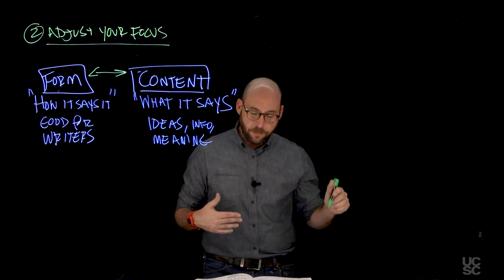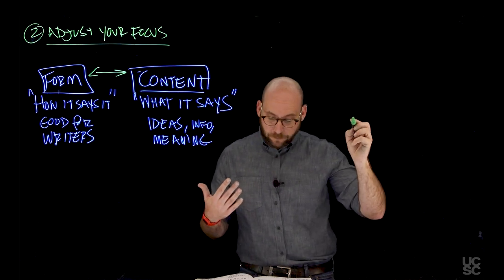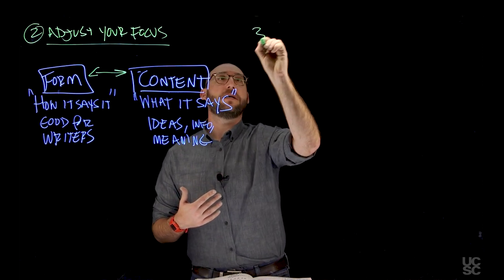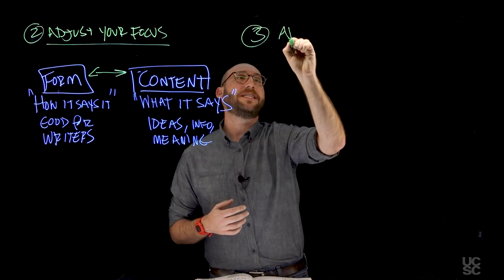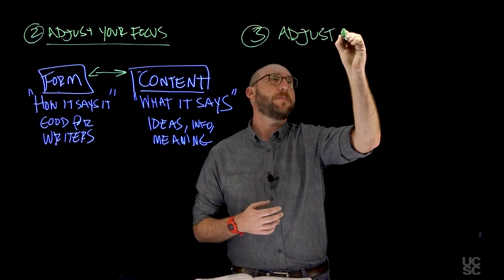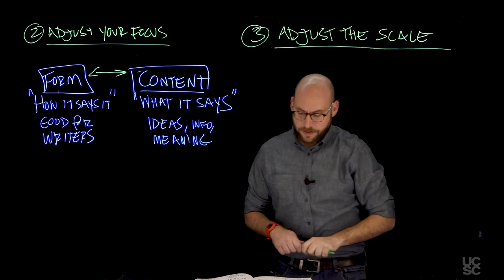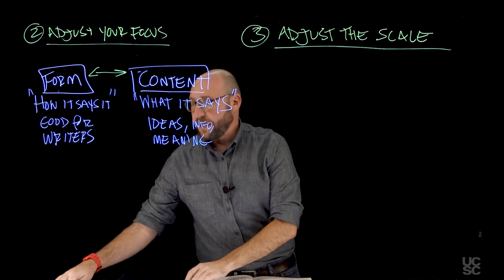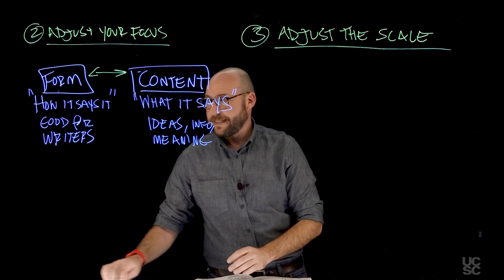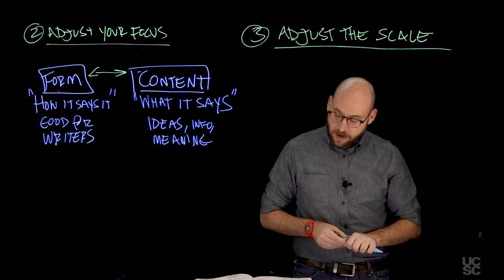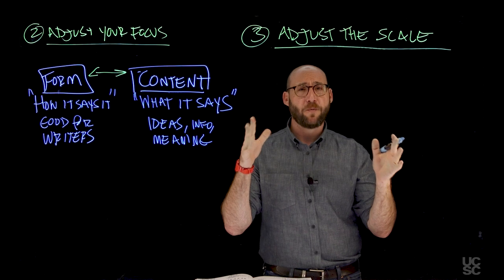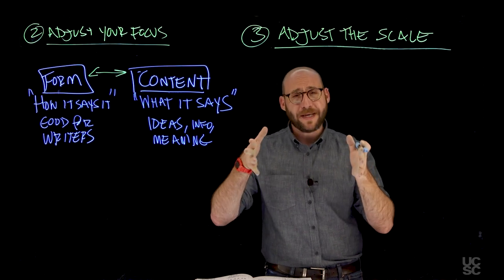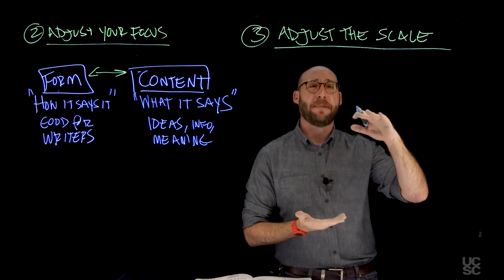The third thing that we want to do is adjust the scale at which we're reading. So again, there are a bunch of different ways of reading. And so we could think about how much we are going to focus on it. I like to think about it as almost like a microscope.